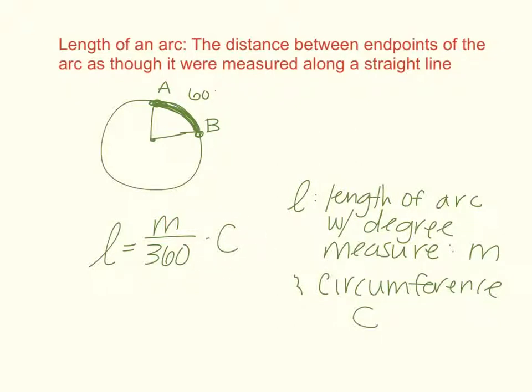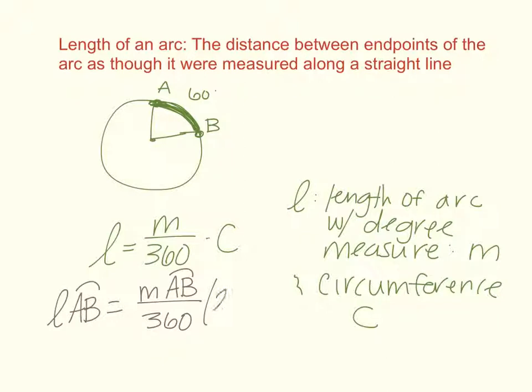It's kind of like figuring out we want to know just a certain percentage of that circumference. So for example, if I wanted to find the length of AB, I would write it like this: length of AB is equal to the measurement of arc AB over 360 times 2 pi r, or times pi d, whatever circumference is. Keep in mind that circumference is pi times d, or 2 pi r.